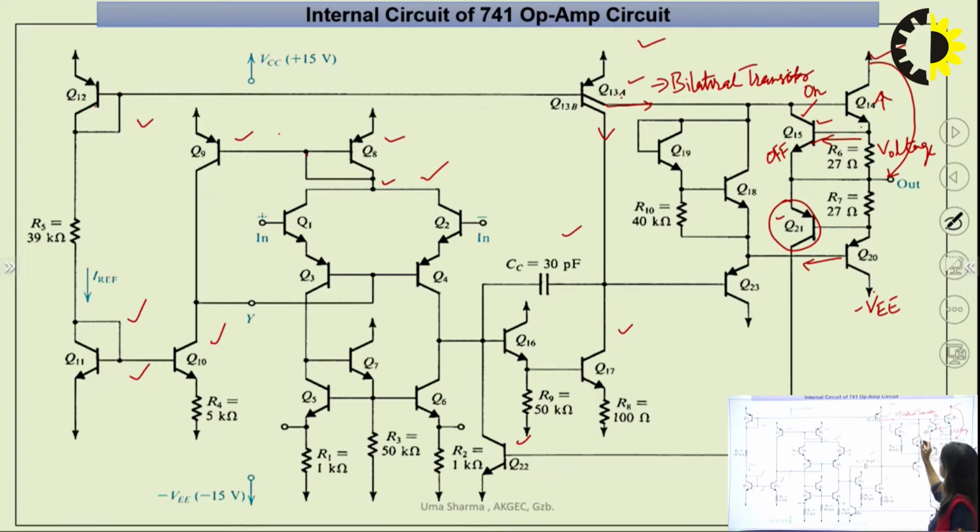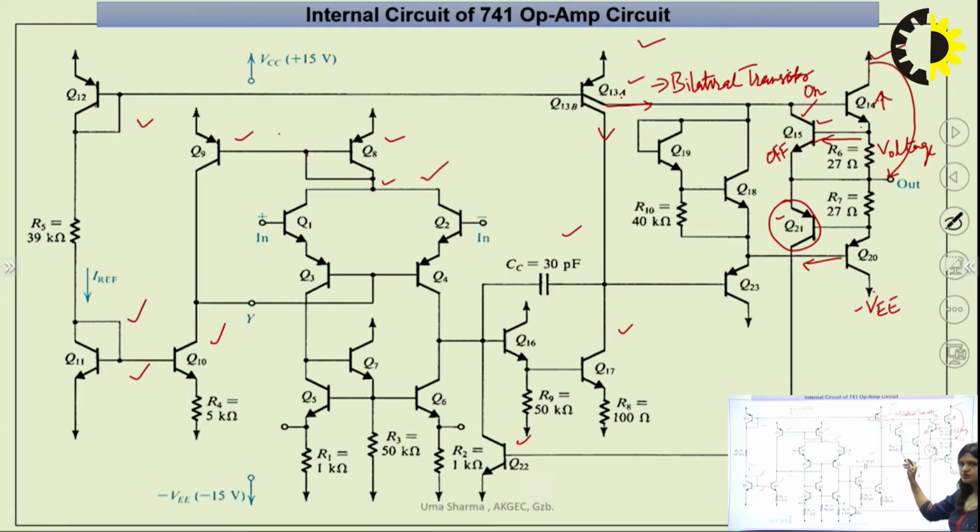Q18 and Q19. The function of these transistors is also to bias the output stage along with the Q13A. Q13B is biasing the second stage, but Q13A is biasing the output stage. So overall in this block diagram we can identify the biasing network which includes Q12, Q11, Q10, Q8, Q9, Q13A, Q13B, and the transistors which are connected between the base of Q14 and Q20 are Q18 and Q19.